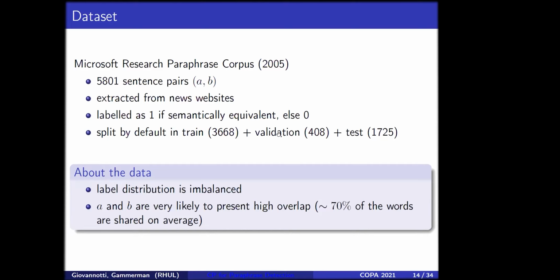It's pretty old too. We note about the data that the label distribution is imbalanced. There are many more positive examples than negative examples. And also that A and B are very likely to present high overlap. On average, 70% of the words are shared between the two sentences. So the normal example in our dataset is a positive example with high overlap.